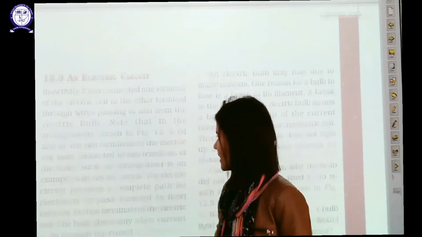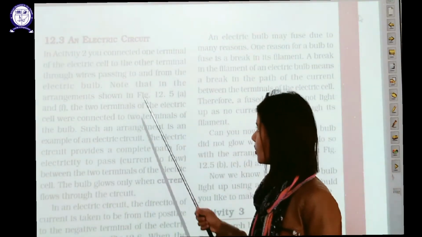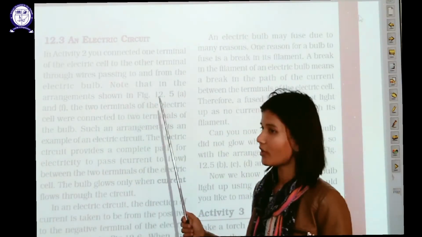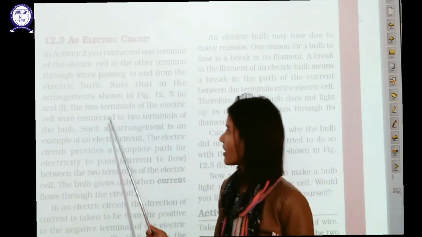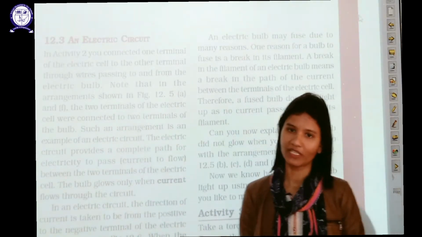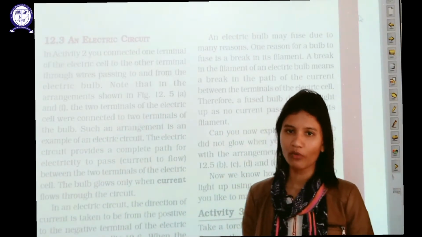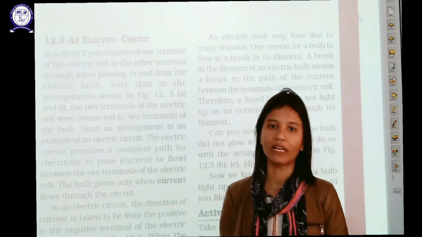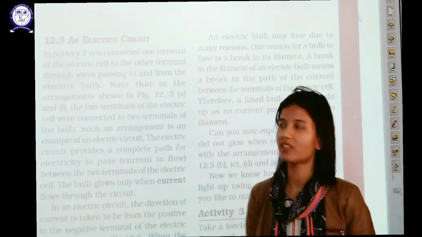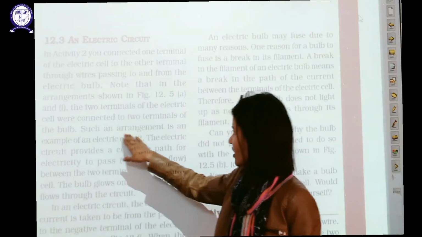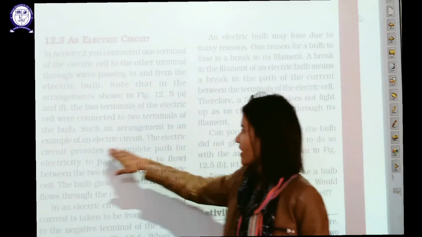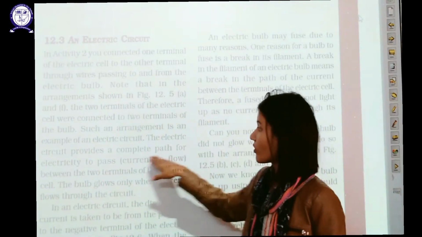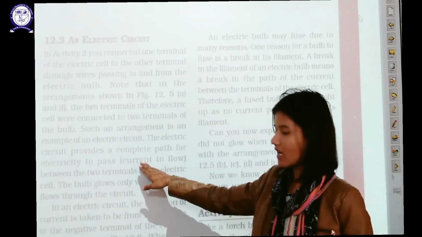The second one is, let us study now. Note that in the arrangement shown in figure 12.5a to f, the two terminals of the electric cell were connected to two terminals of the bulb. As we have discussed, two different kinds of terminals are there, and we need to connect two different kinds of terminals for electricity to move. Such an arrangement is an example of an electric circuit. The electric circuit provides a complete path for electricity to move, for current to flow.